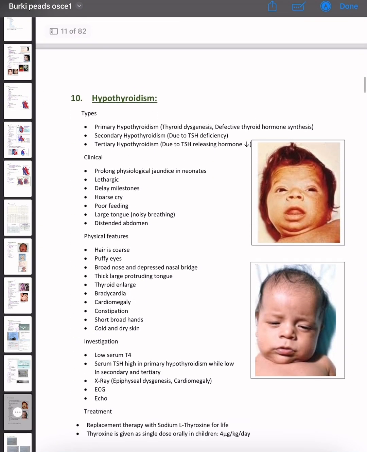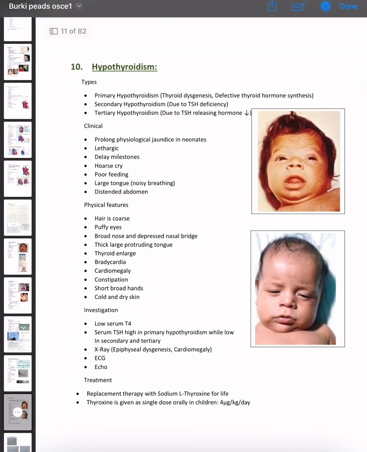Okay, what is hypothyroidism? There are types of hypothyroidism: primary, secondary, and tertiary. In primary hypothyroidism, thyroid dysgenesis occurs and defective thyroid hormone synthesis occurs. Secondary hypothyroidism is due to thyroid stimulating hormone deficiency. Tertiary hypothyroidism is due to decreased thyrotropin releasing hormone.